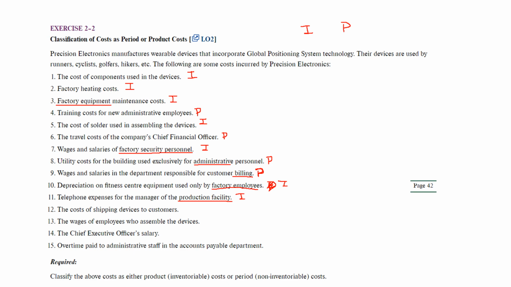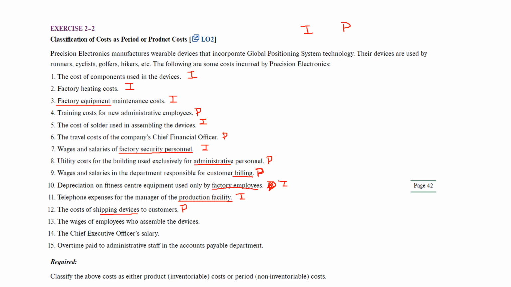The cost of shipping devices to customers. So even though this includes the shipping devices to customers, it doesn't actually have anything to do with the product. It's just getting to the customers, which would be a marketing and selling cost. So that is going to be a period cost.